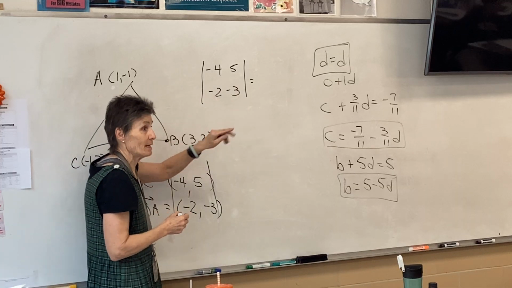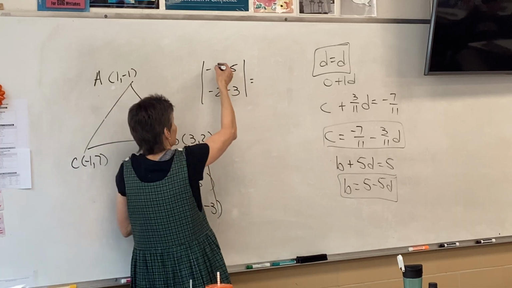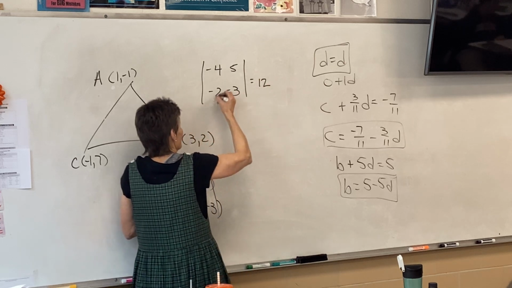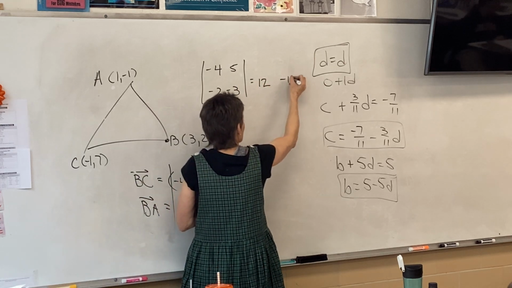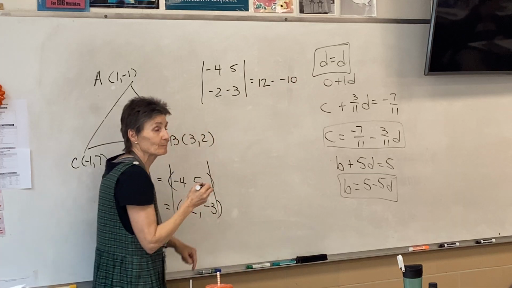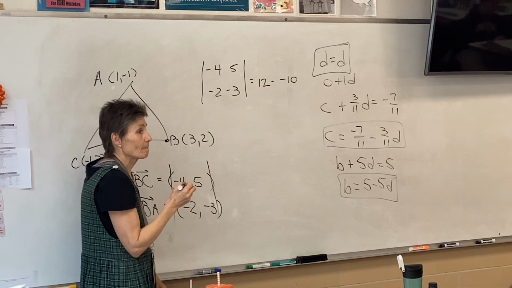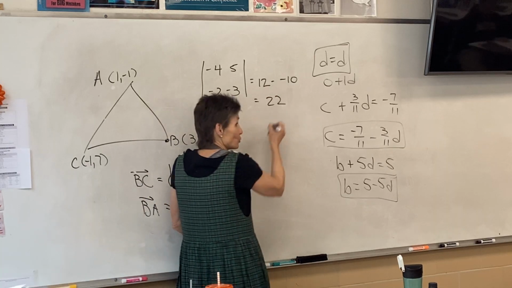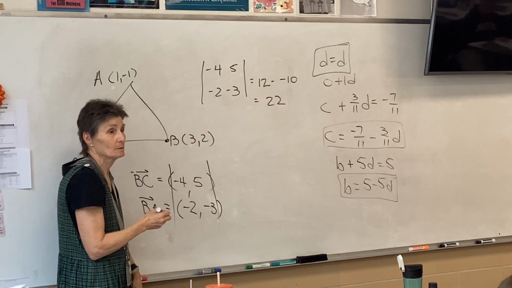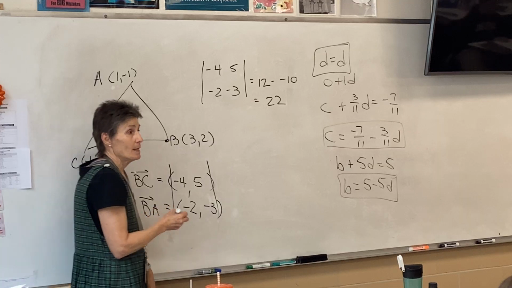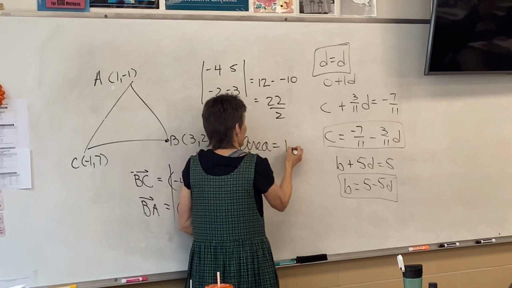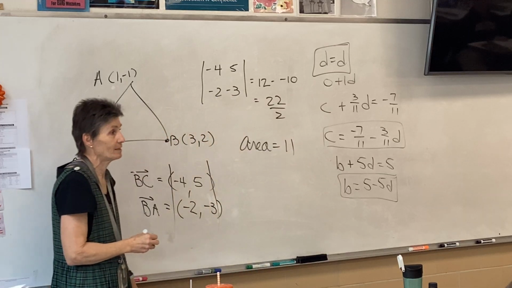Evaluate that determinant. So do you remember how that works? Multiply 12, multiply -10, and subtract. So the value of that determinant is 22. Divide it by 2, and that's the area of the triangle. So the area of this triangle is 11.